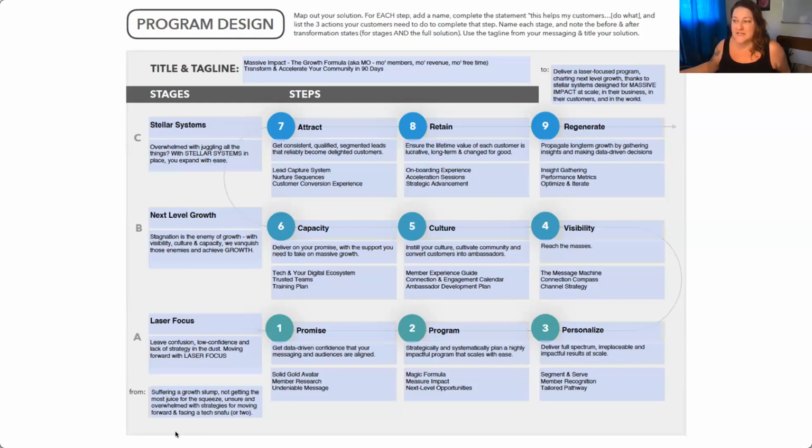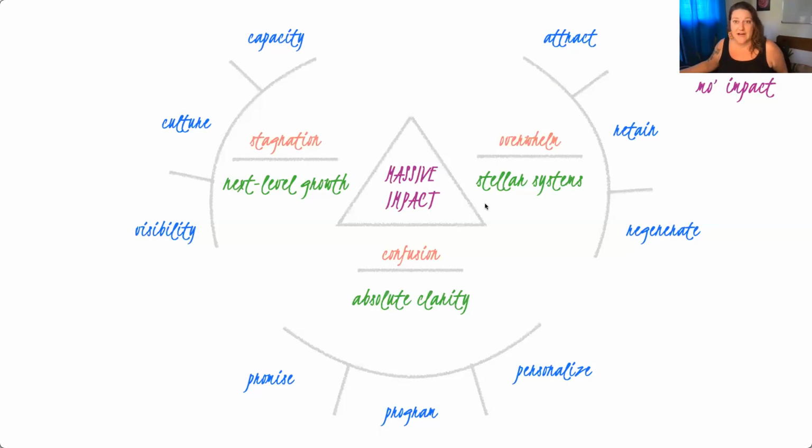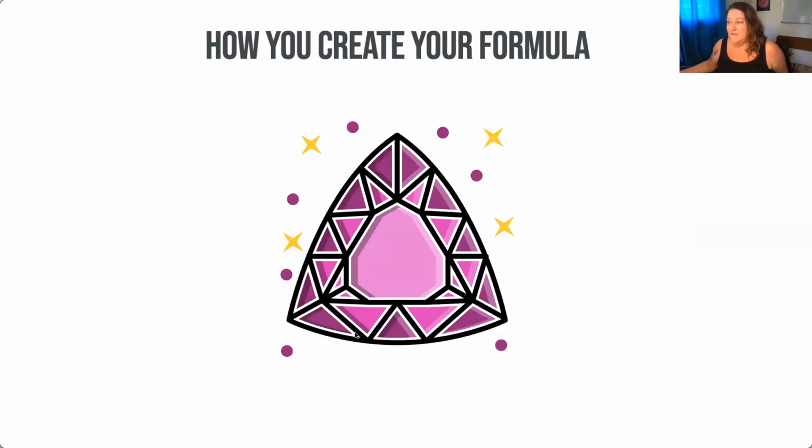So, in this particular workbook case, I have the A from what? Suffering a growth slump, to delivering a focused laser maze. I've got my before state and my after state, right? I also have the three big changes and transformations, right? Laser focus, next level growth, stellar systems that we saw in this same model, right?